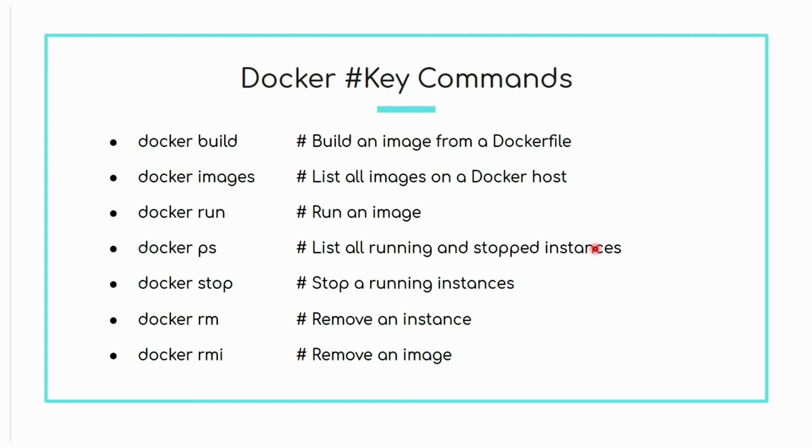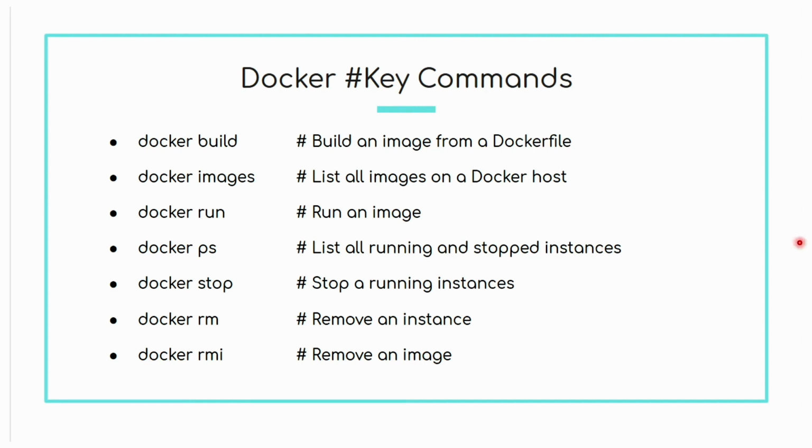You say ps, which is similar to the Linux ps command. It will show you all running and stopped instances. You do a stop and it will just stop it. You do an rm, and it will delete the running instance, not the image of it. Remember, an image is like an ISO file, and the instance is the runnable of it. That's the beauty of it. And then docker rmi, where you are removing an image.